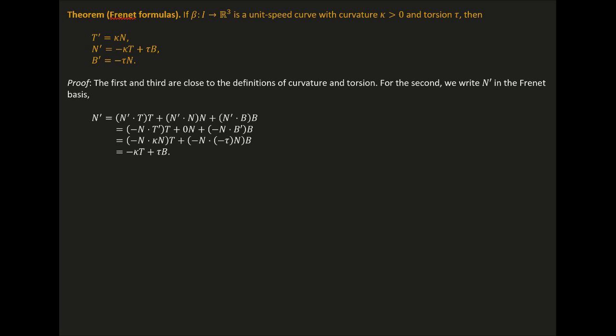Then we use the definitions of curvature kappa and torsion tau to replace t prime and b prime with kappa n and negative tau n, respectively. And then we use the fact that since n is a unit vector, its dot product with itself is just 1. So we've simplified the expression we started with, and we have the second Frenet formula.